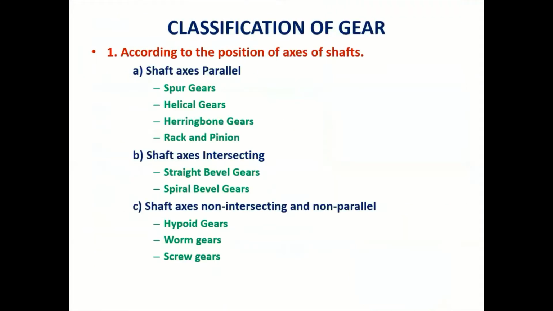Then classification of gears. According to the position of the axes of shafts, there are parallel shafts, meaning the axes are parallel; here the axes are intersecting; and the third one is non-intersecting and non-parallel. Axis parallel means in that case we have the spur gear, helical gear, herringbone gear, and rack and pinion gear. Then for intersecting shaft axes, there are the straight bevel gear and spiral gear. Then non-intersecting and non-parallel are the hypoid gear, worm gear, and the screw gear.